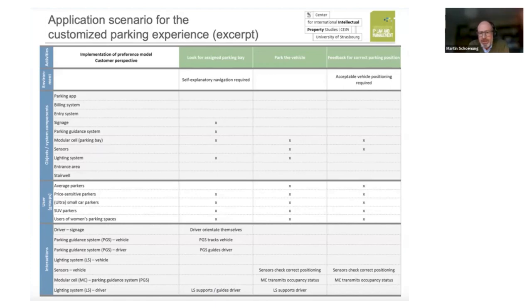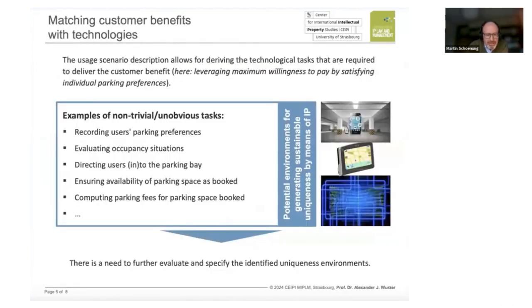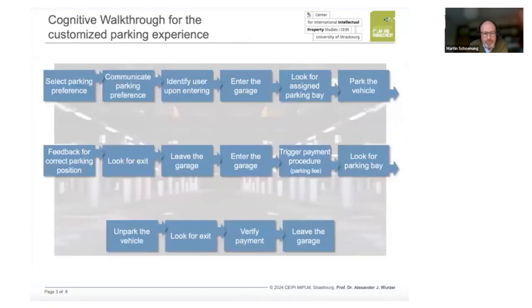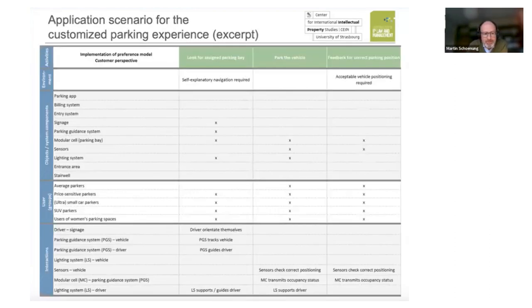So if we are speaking about the feedback for a correct parking position, this means the check whether the car is placed in the right order in the parking lot and not blocking two lots but just one. The environment is the acceptable way of positioning which is required. In the next line, where it's about the objects, no, please go back. Please go back to the previous slide. No, slide three, exactly.